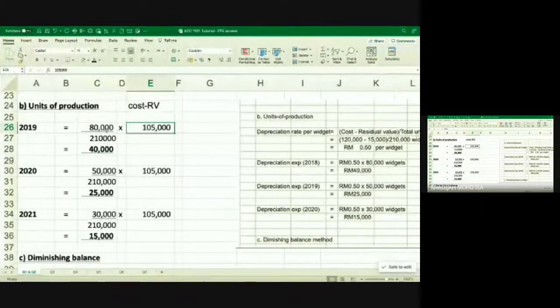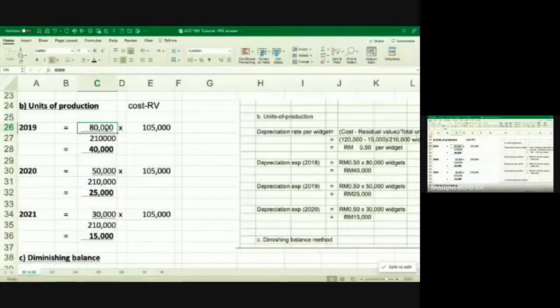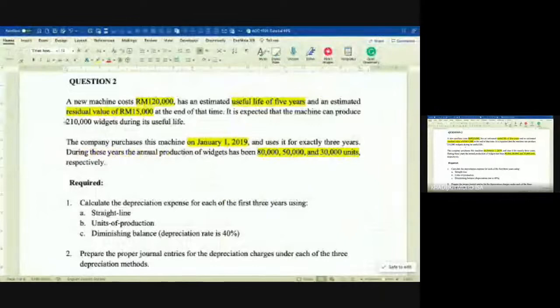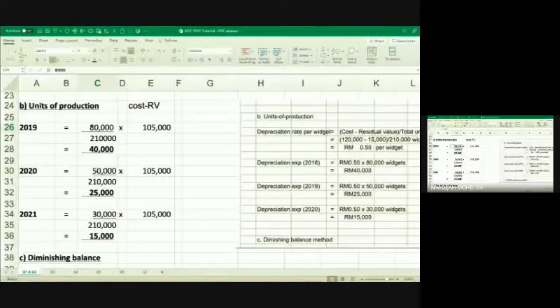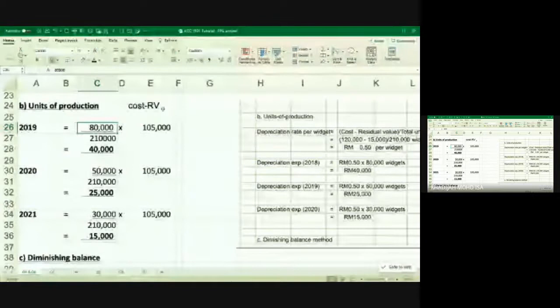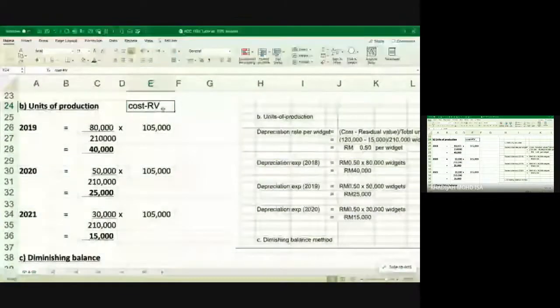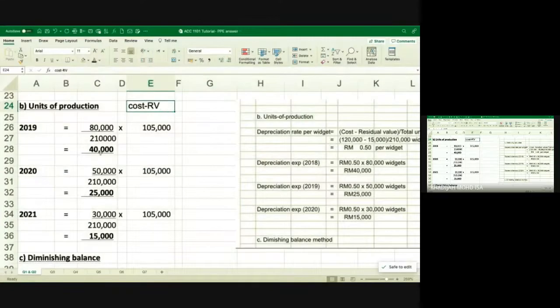So for 2019, how many units are you using? The unit of production is 80,000. So you apportion 80,000 over the total, which is 210,000 widgets that you used for the whole useful life. Then you have 80,000 over 210,000 times 105,000. 105,000 in this case is the cost minus your residual value. So for 2019, you get 40,000.